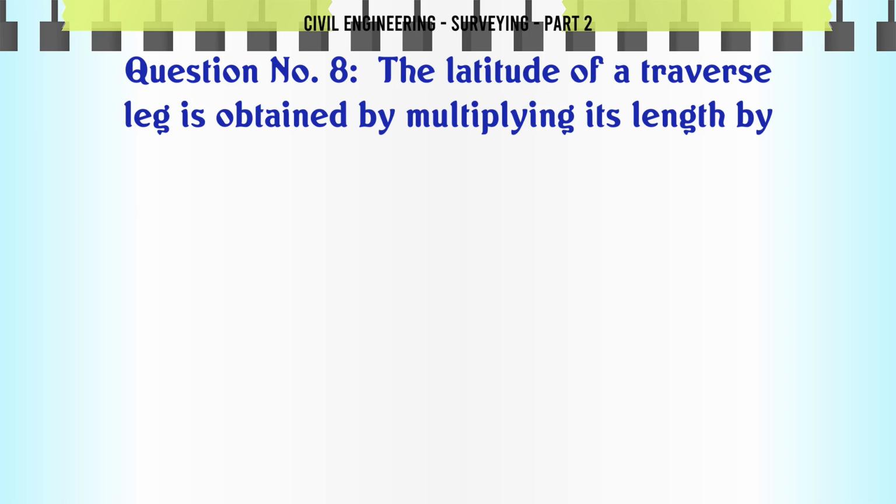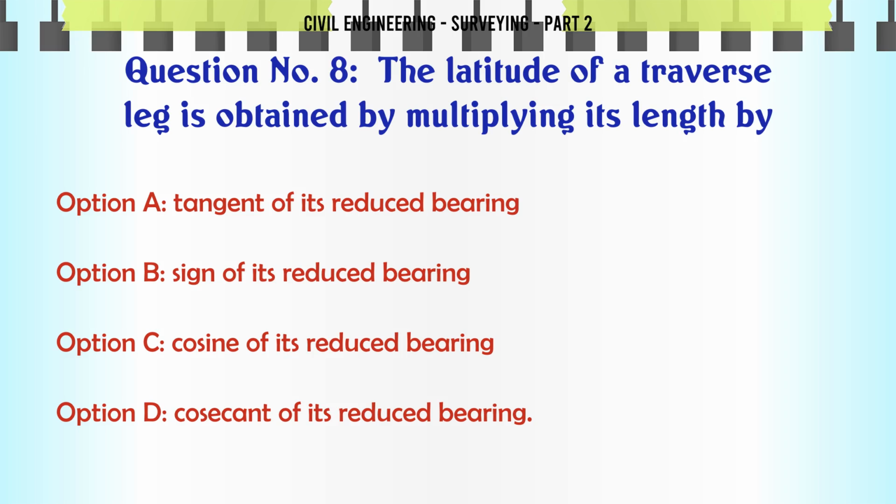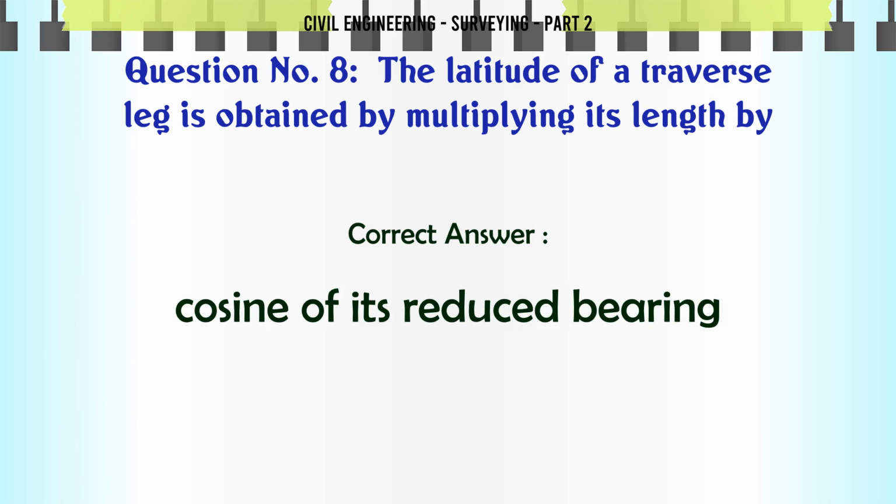The latitude of a traverse leg is obtained by multiplying its length by A. tangent of its reduced bearing, B. sine of its reduced bearing, C. cosine of its reduced bearing, D. cosecant of its reduced bearing. The correct answer is cosine of its reduced bearing.